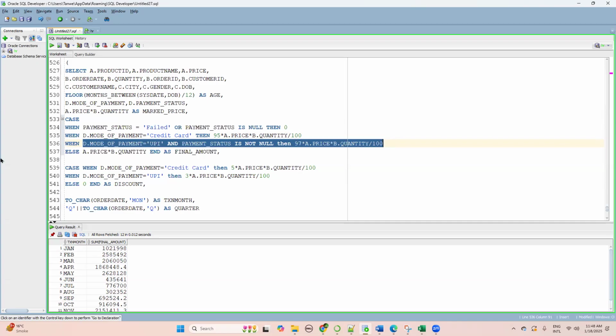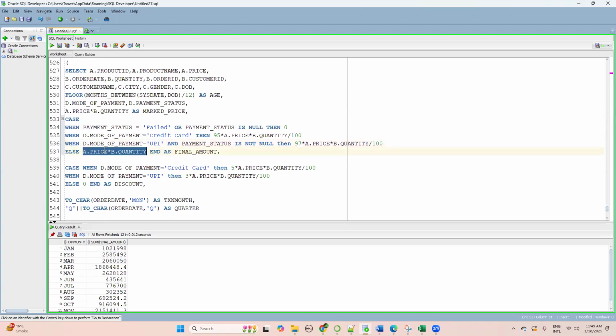So that's all. And else, it means if you have not paid using credit card or UPI, then you have to make the full payment. So that is what else: A dot price into B dot quantity, and the end is mandatory. And this is an alias final underscore amount.